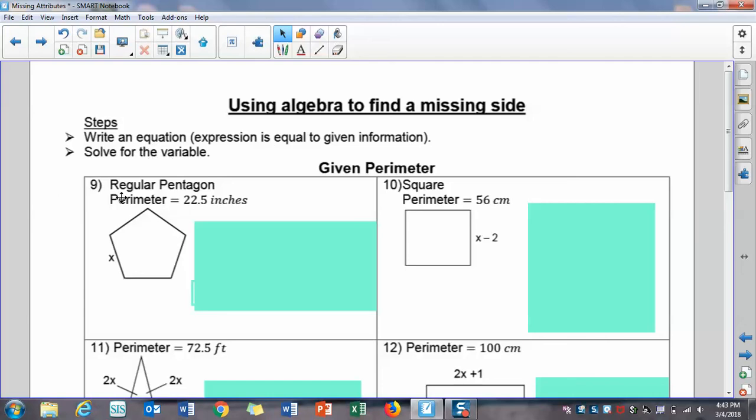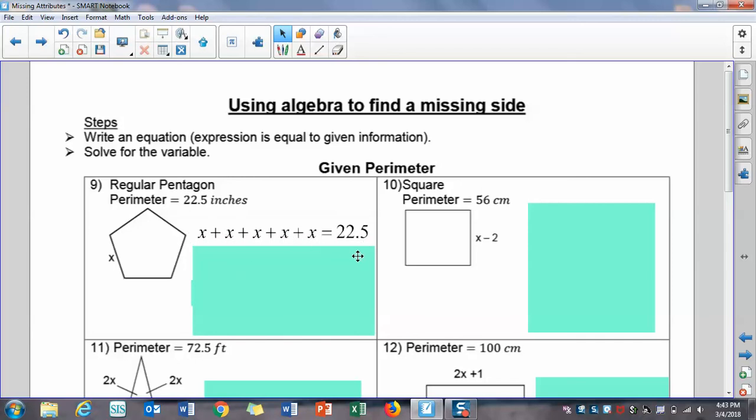So for example 9, we say we have a regular pentagon. Again, this pentagon with 5 sides, and because it's a regular pentagon, that means all the sides are going to also be x. And it's telling us that the perimeter is going to be equal to 22.5 inches. So that means if I add up all the sides of this pentagon, it should equal 22.5. So the first step here is I'm going to go ahead and do x plus x plus x plus x plus x is equal to 22.5.